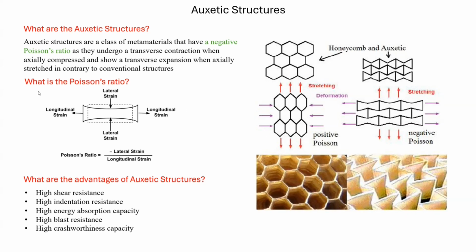structure. So what is the Poisson's ratio? As we all know, Poisson's ratio is the negative lateral strain over the longitudinal strain. And we have here the negative sign to get the Poisson's ratio as a positive value. So this is different from conventional systems. Now we have the lateral strain in the same direction as the longitudinal strain. So we have the overall Poisson's ratio as negative.